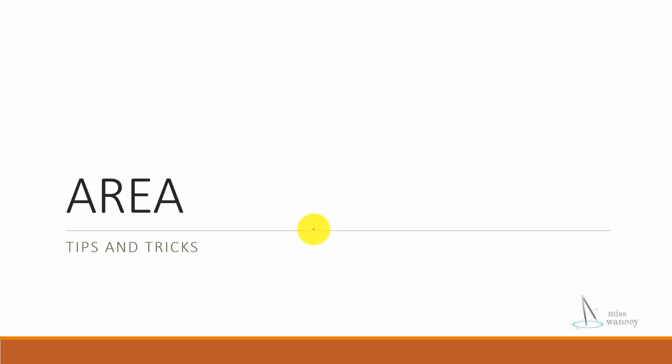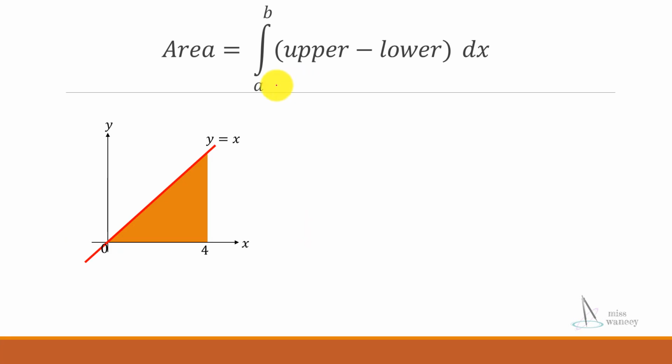Okay, so this is basically the tips and the tricks to calculate the area. For example, let's say we have a line and we want to calculate the area with respect to x. So we are going to use the formula integral from a until b, where a is the lower limit, b is the upper limit, and then we have the upper function minus the lower function with respect to x.